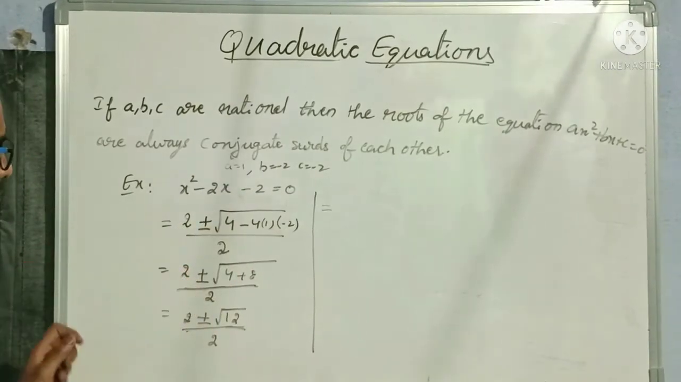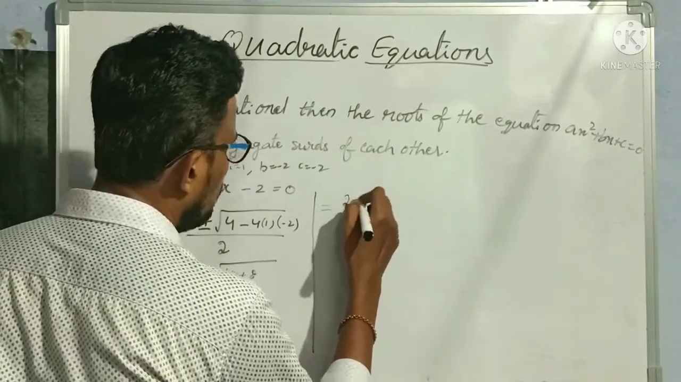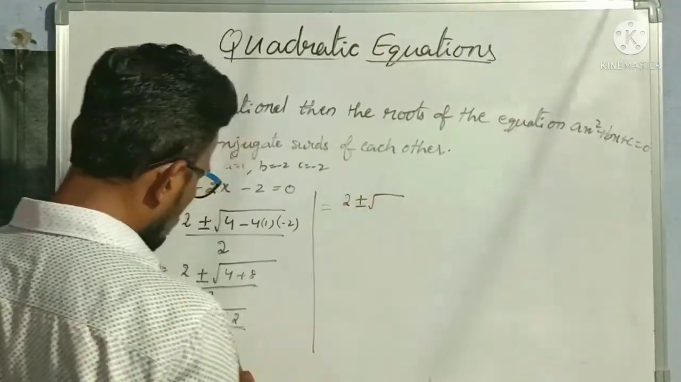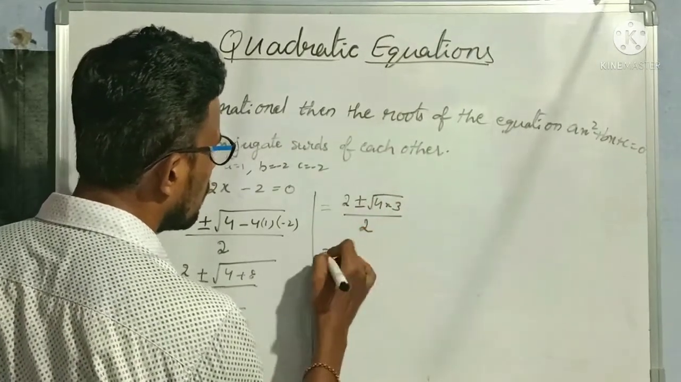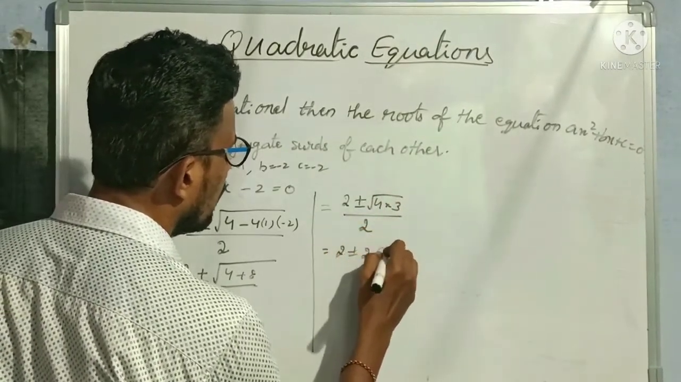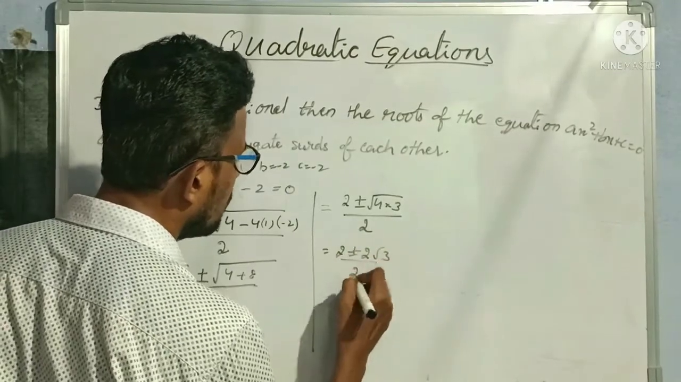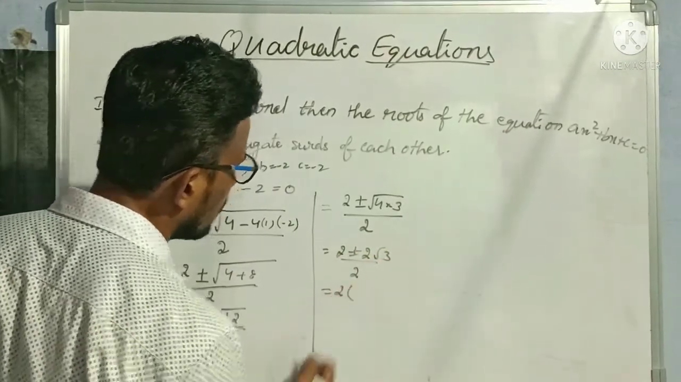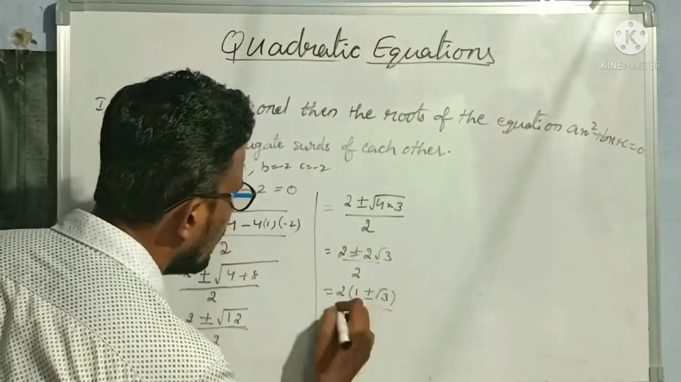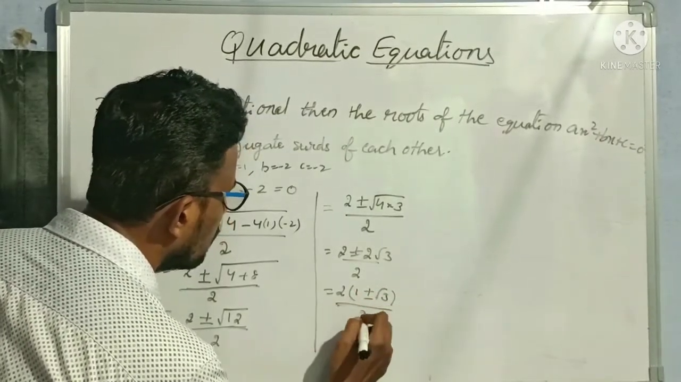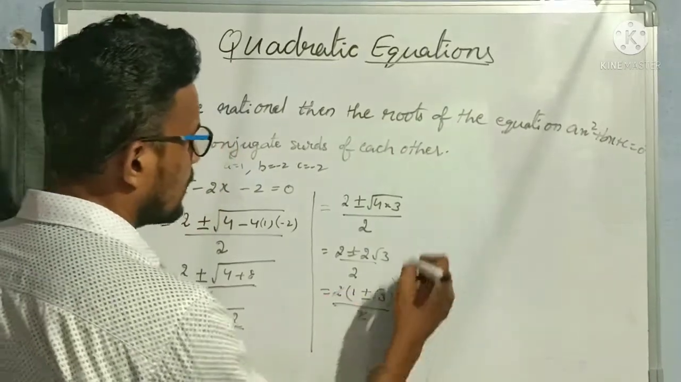Like that we have to solve. So that is equal to 2 plus or minus root of 12, and I can write 12 as 4 into 3, right? By 2. So 2 plus or minus 2 root 3 by 2. If I take 2 common in both numerator and denominator, I am left with 1 plus or minus root 3 by 2. So here 2 gets cancelled.